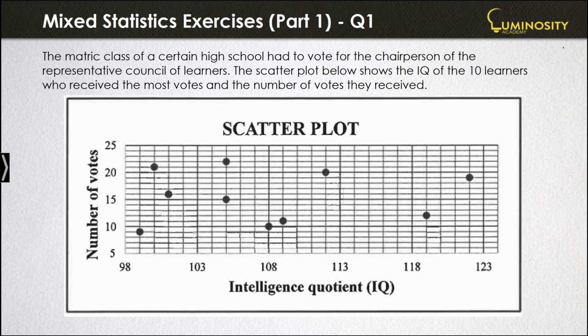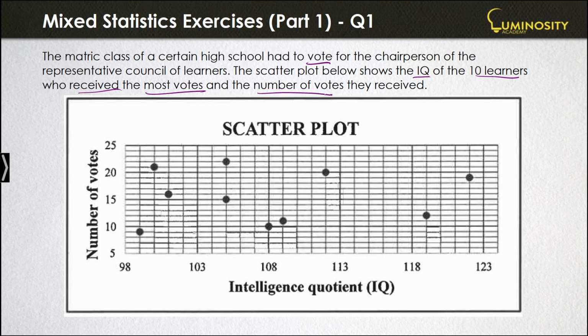The matric class of a certain high school had to vote for the chairperson of the Representative Council of Learners, or the RCL. The scatter plot below shows the IQ of the 10 learners who received the most votes and the number of votes that they received.